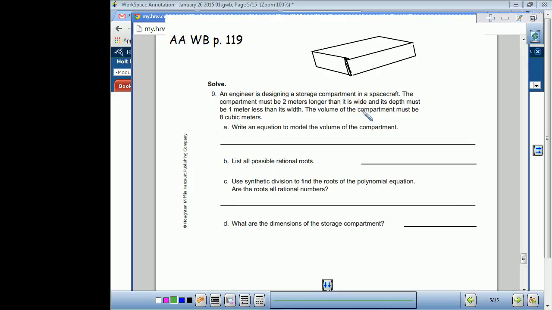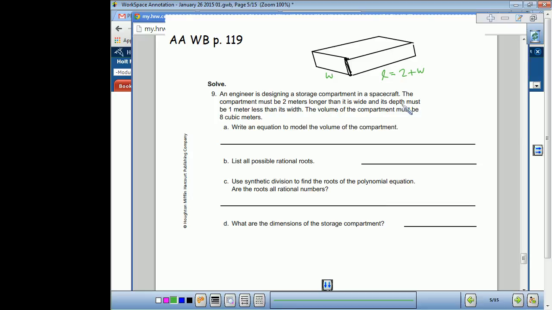Okay, you get the diagram. Here we go. We're just designing a box here, and it says the compartment must be 2 meters longer than it is wide. So it defined length in terms of width. 2 meters longer than it is wide, 2 plus W. So since we define length in terms of width, W will be our variable.